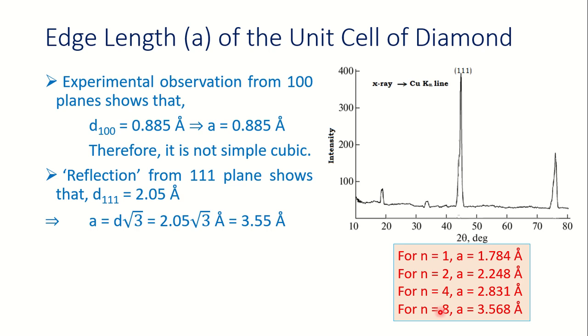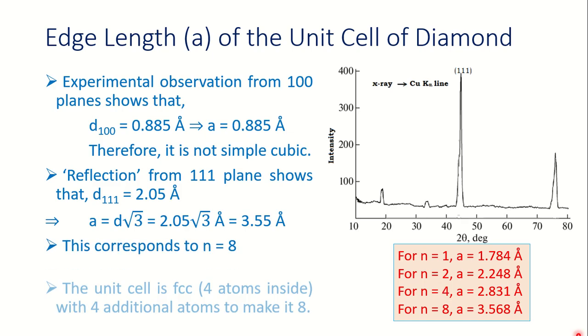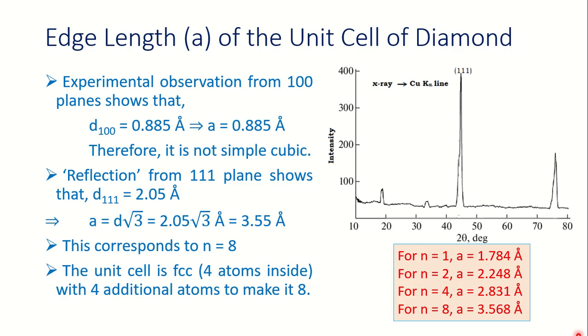So it must be having 8 atoms within the unit cell. 8 atoms within the unit cell means it has face centered cubic 4 and 4 additional atoms within that face centered cubic lattice. So this corresponds to n equals 8. This unit cell is face centered cubic, that means it has 4 atoms inside by default, and within this 4 additional atoms are present to make it an overall 4 plus 4 equals 8 atoms within the unit cell.